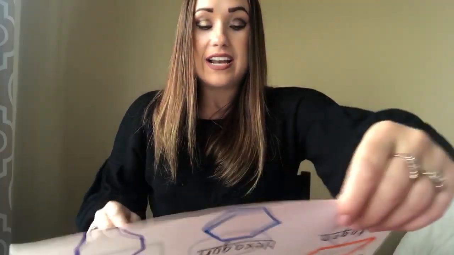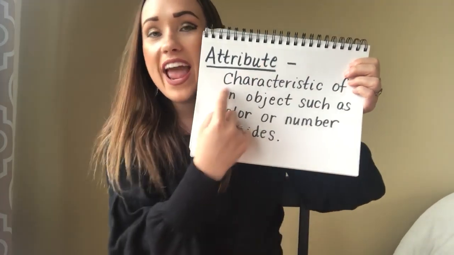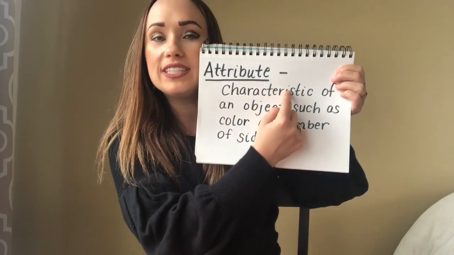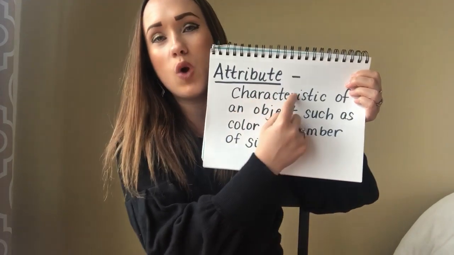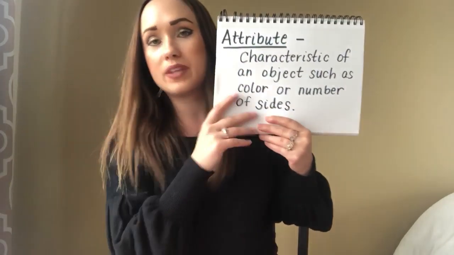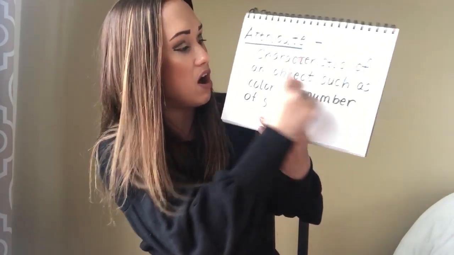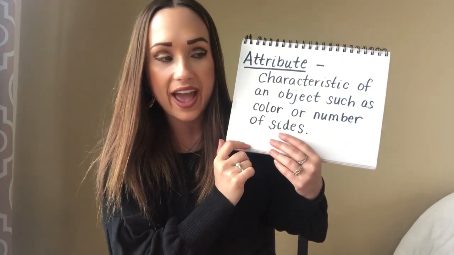So now I'm going to introduce you. What we're going to talk about is attributes of our shape. So attributes are characteristics of an object, such as color or number of sides. So that's what an attribute is. A characteristic is something that explains about something, right? It's a word or a phrase or anything that explains an object or person or whatever. So a characteristic of an object, such as color or number of sides, okay?